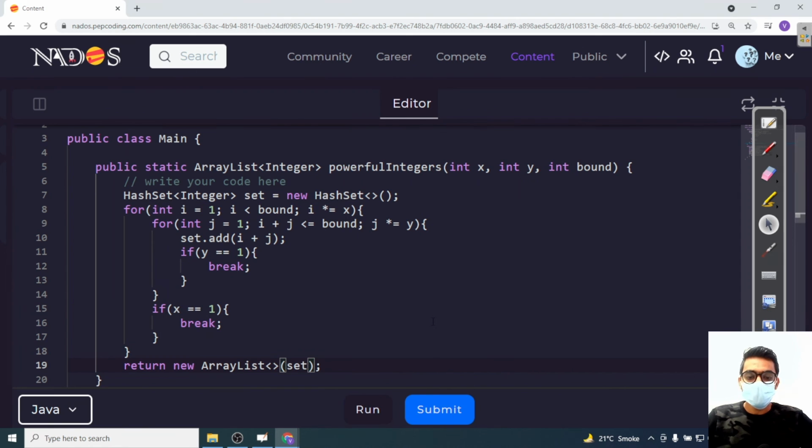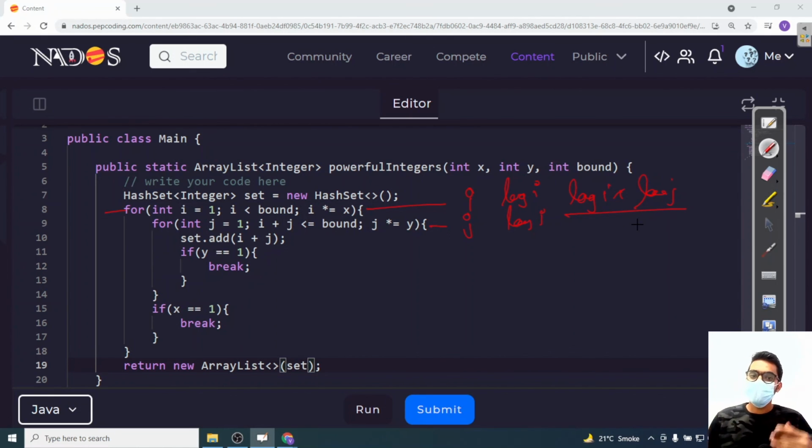So the first loop is making combinations for i. The second loop is making combinations for j. This loop will run log of i and log of j times. So our time complexity is log of i into log of j. And the space that we take here is also log of i into log of j, since the number of combinations that we can achieve is the same as the space complexity.